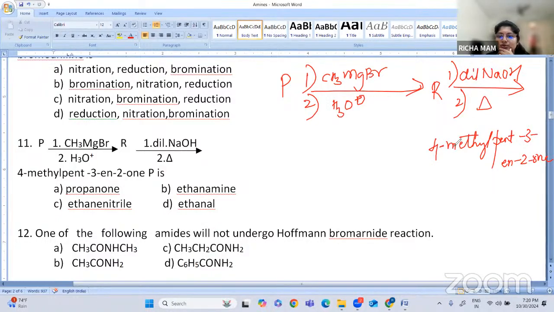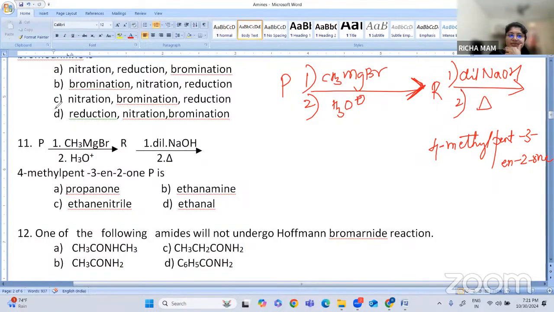So when P is reacted with methyl magnesium bromide followed by acid hydrolysis, it gives you R. Further reacting with dilute NaOH and heating, you are going to get 4-methylpent-3-en-2-one. So what is P there first? What is the starting reactant P? Now how are you going to solve this?